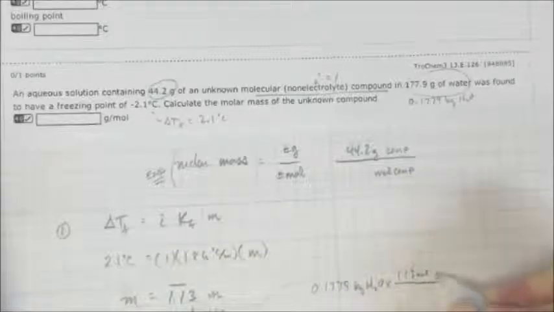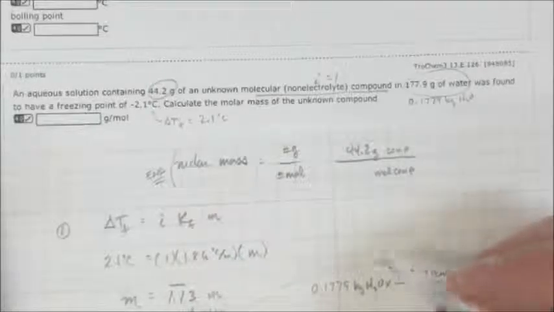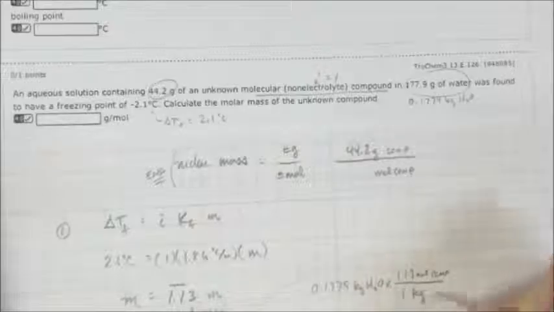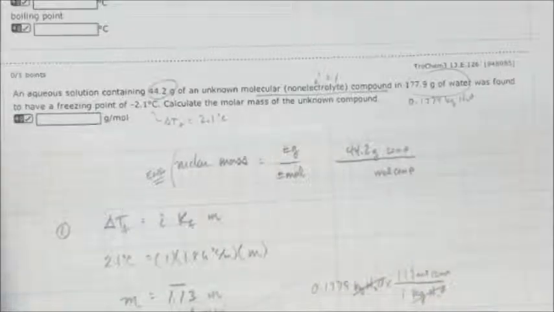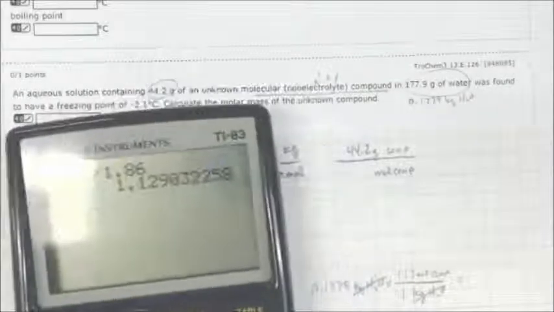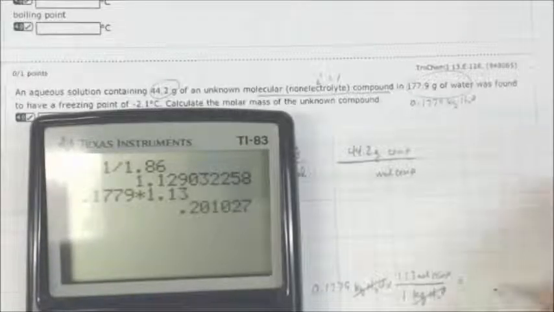1.13 moles of our unknown compound, so that's our compound, for every 1 kilogram, right? That's what molality is, moles per kilogram of solvent. Our solvent in this case is kilograms of water. So notice that the kilograms of water cancel out, and that leaves me with units of moles for my compound. So let's figure out those numbers. 0.1779 times 1.13, and that gives me 0.201 moles of my compound.